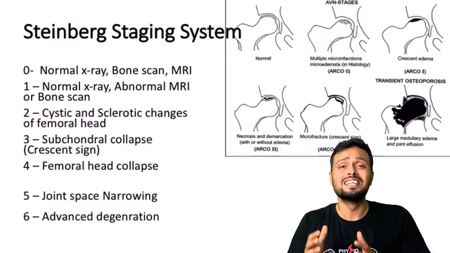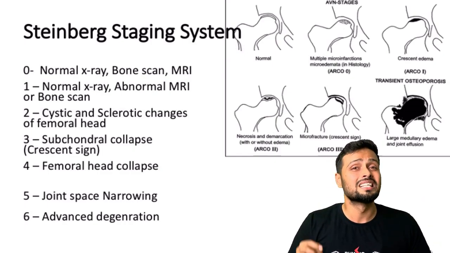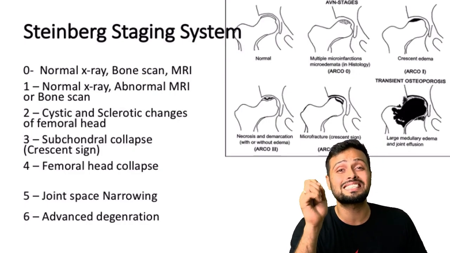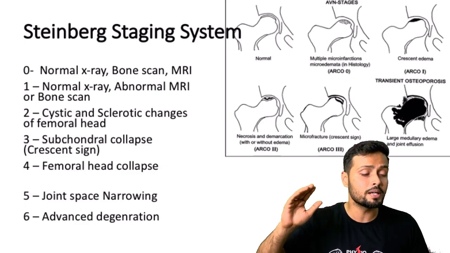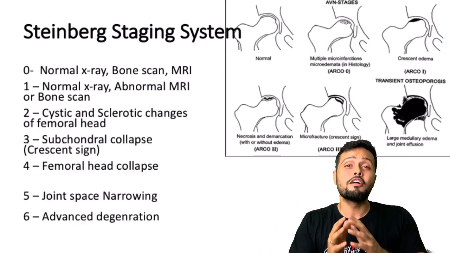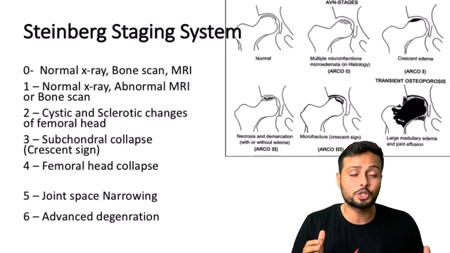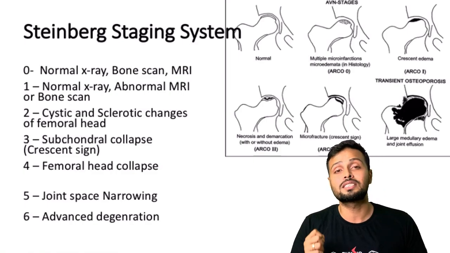Stage 2 is cystic and sclerotic changes starting in the femoral head. Stage 3 can be subchondral collapse, or we can see the crescent sign, also known as the half moon sign, in the head of the femur. Stage 4 is when the head of the femur is completely collapsed. Stage 5 is joint space narrowing, and stage 6 is advanced degeneration.